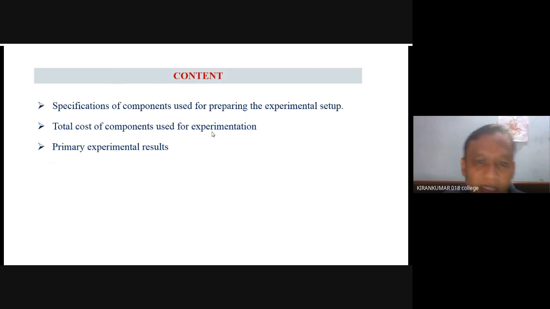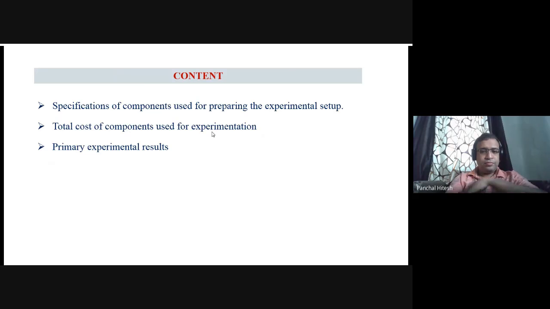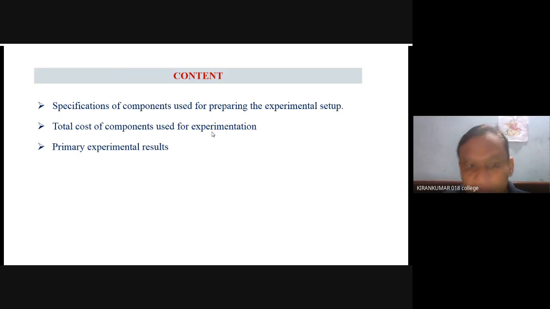Based on that, the content I cover in this presentation is: first, the specification of the components used for preparing the experimental setup; second, the total cost of the components used for my experimentation; and the primary experimental results I obtained after the primary experimentation during the performance.